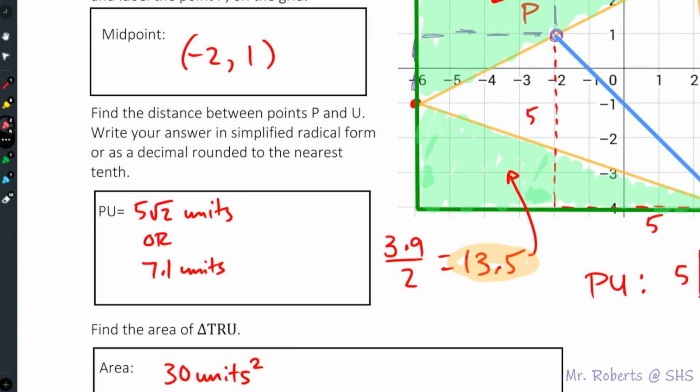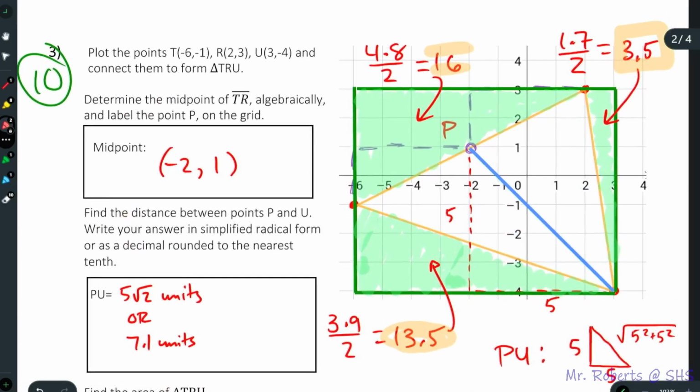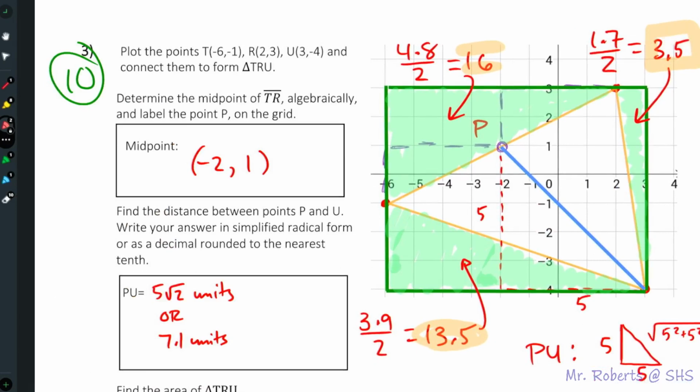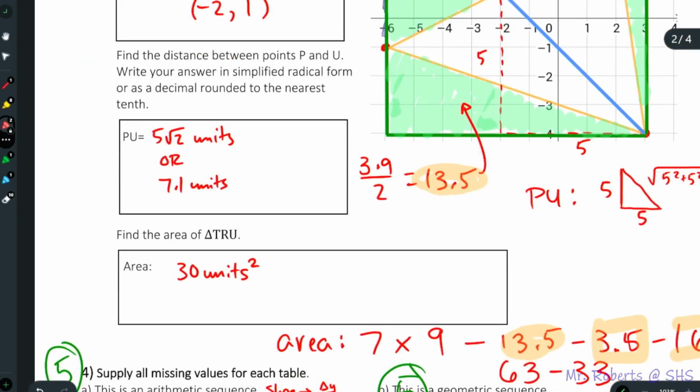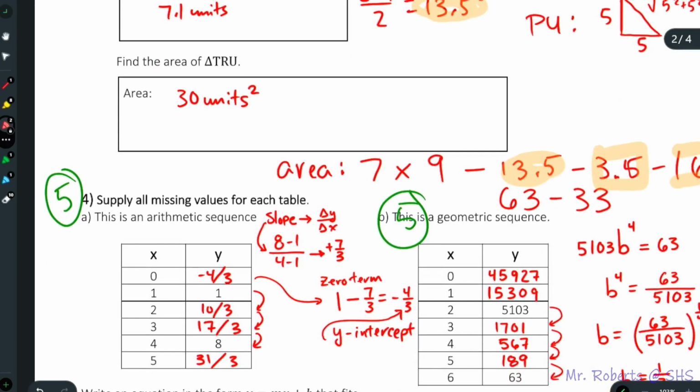Next, we were asked to find the area of triangle TRU. Basically, I found the area of the entire bounding rectangle, and then I subtracted 3 right triangles from it. The right triangles are convenient because I know they have right angles, so I can see very clearly bases and heights. I subtracted the 16, the 3.5, and the 13.5, and I got the area of the inside part was 30 units, because the area of the whole thing was 7 times 9. Number 5, supply all the missing values for each table.